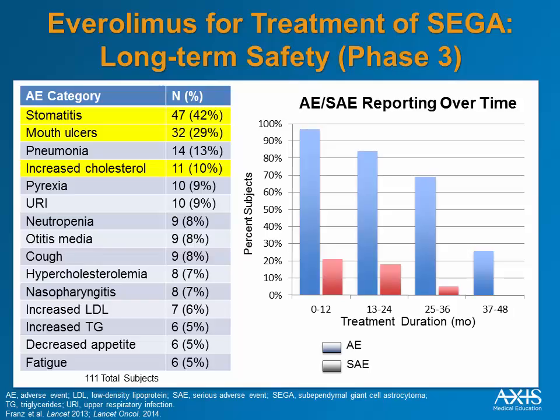The other phenomenon you see here, demonstrated in the graph on the right, is that as everolimus treatment is continued over time, the rate of adverse events or side effects tends to go down year by year as patients continue therapy. So there doesn't seem to be a cumulative toxicity over time or a reduced tolerance of treatment over time. Rather, it's quite the opposite.